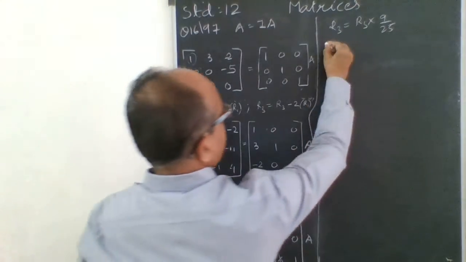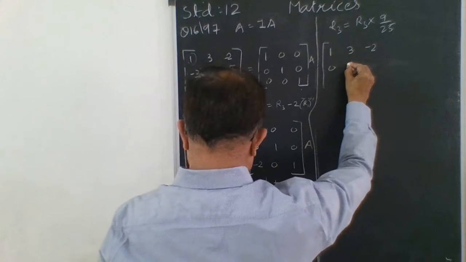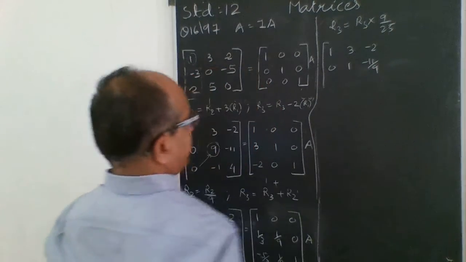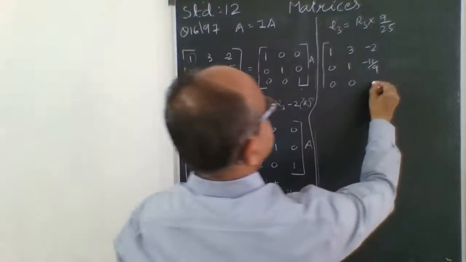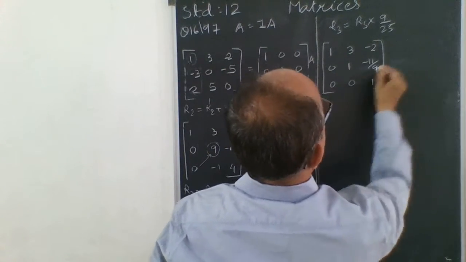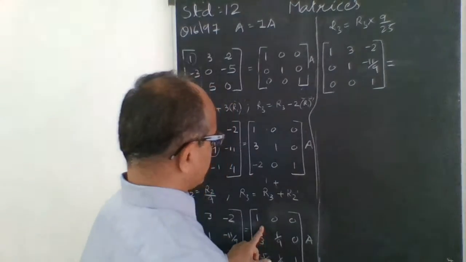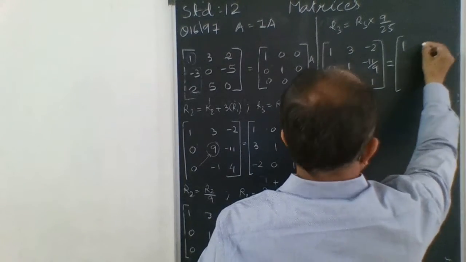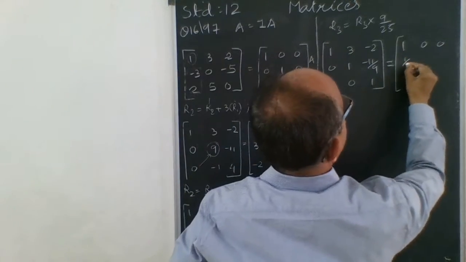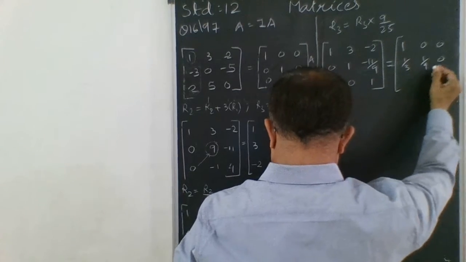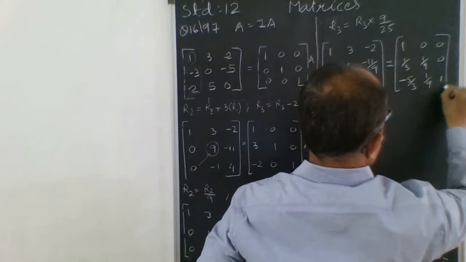So first two rows will remain as it is. 1 3 minus 2, 0 1 minus 11 upon 9. These two are 0, so nothing will happen, and this becomes 1. Same process we will do with RHS here also. So first two will remain as it is. 1 0 0, 1 upon 3 1 upon 9 0, minus 5 by 3 1 upon 9 and 1.